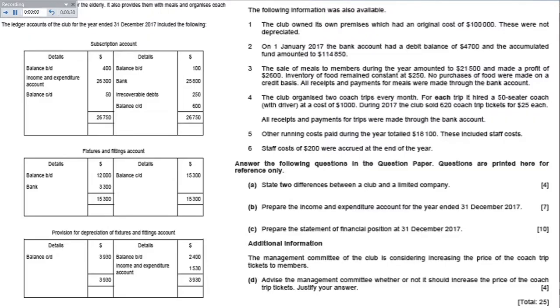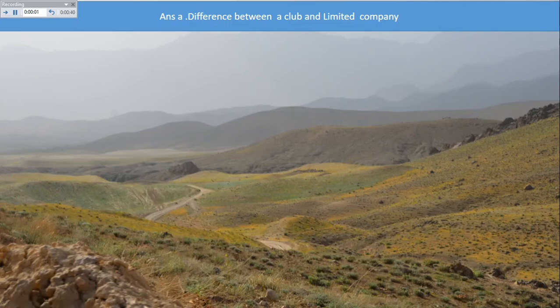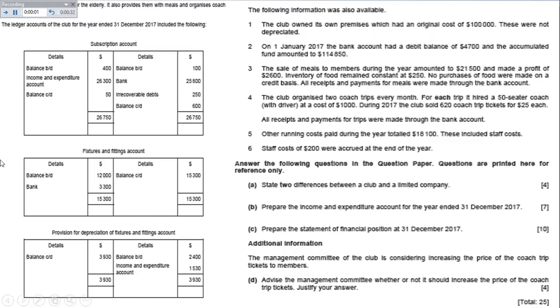That's the question you can see here. The first question given there is about a club. This is the information of a club. You can look it up here. A social club provides activities for the elderly. It also provides them with meals and organizes coach trips. The ledger accounts of the club for the year ended 31 December 2017 included the following.